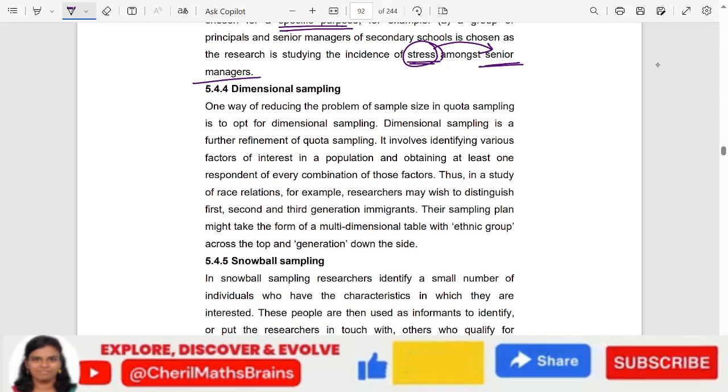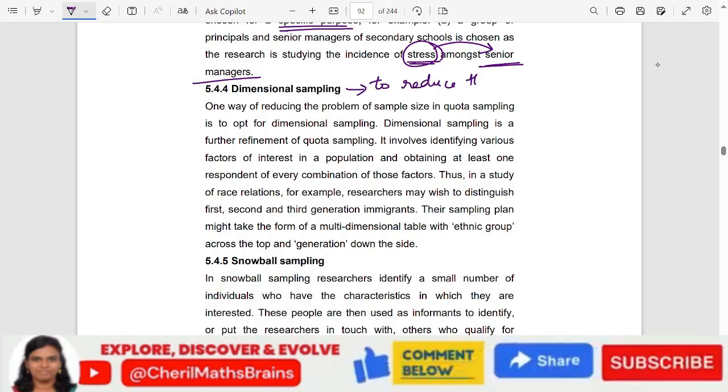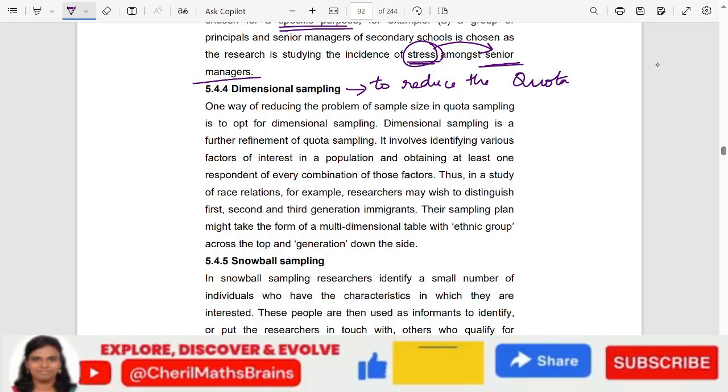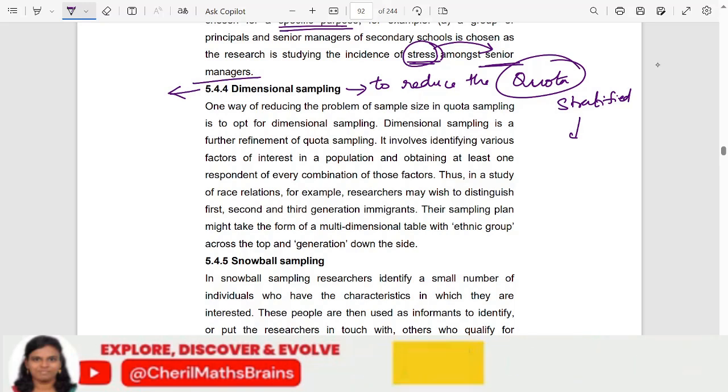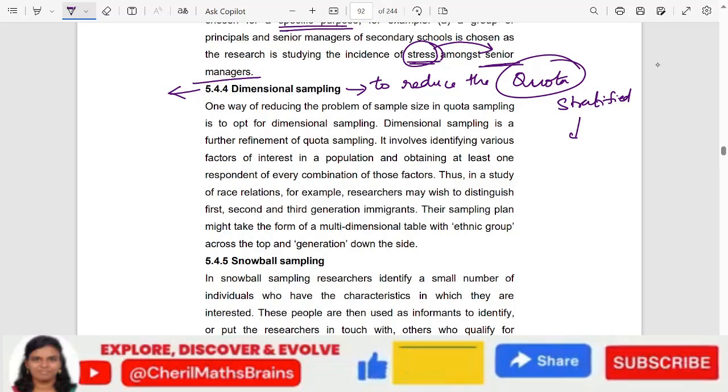The fourth one is dimensional sampling. Dimensional sampling is to reduce the size in quota sampling. So what is quota sampling? Quota sampling is stratified sampling, where again you will have more groups. So again you are going to reduce it, or you can say that dimensional sampling is similar to your cluster or stage sampling. So that is dimensional sampling.